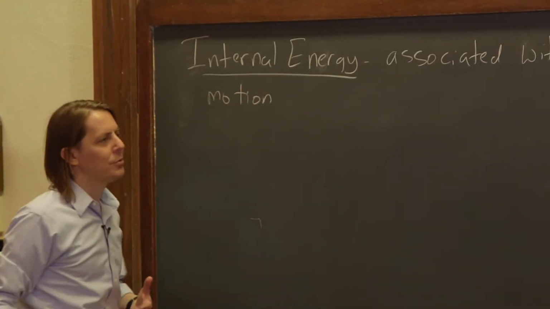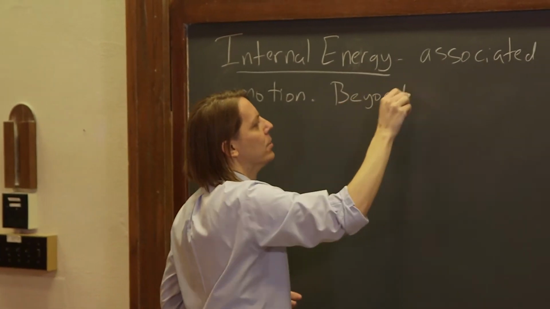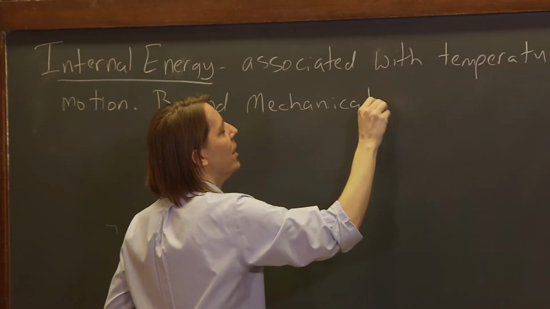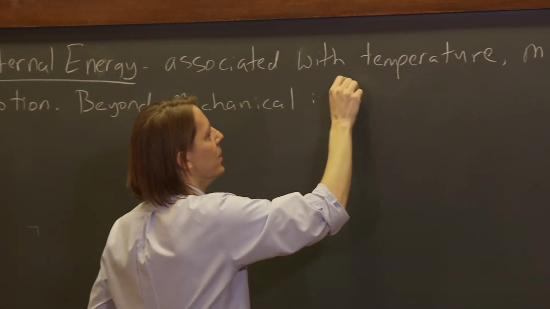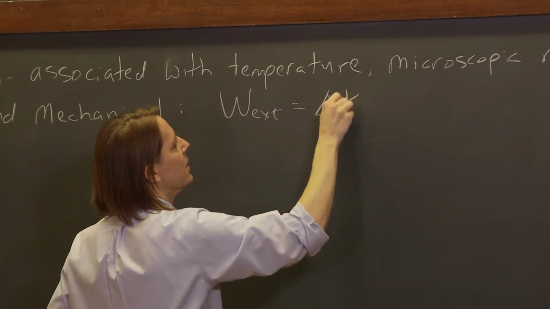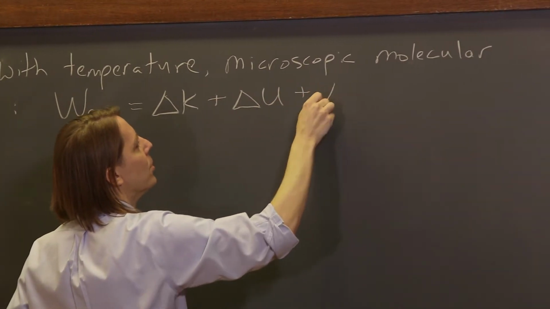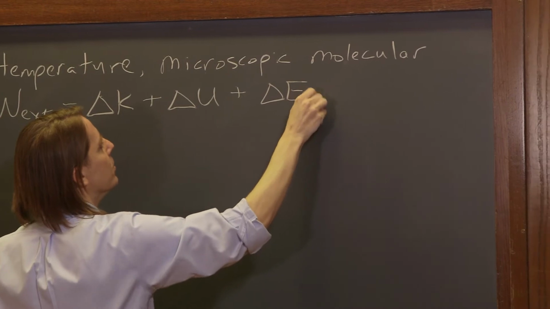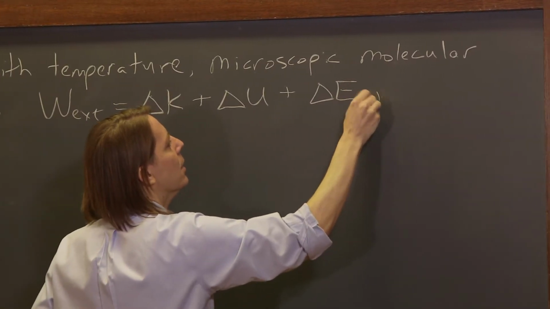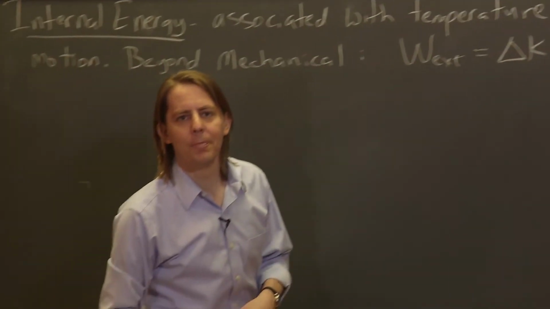And although you can think of it as microscopic molecular motion, we're a little bit beyond mechanical now, beyond just mechanical energy. But we can still write this equation. External work is the change in the kinetic energy plus the change in the potential energy plus now what we'll call the change in the internal energy. So this is saying you can still apply the idea of conservation of energy. We're just adding one more form.